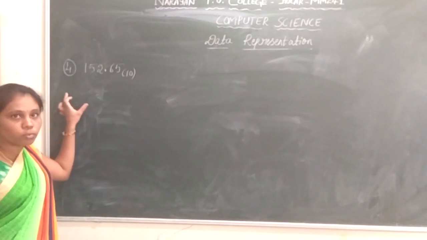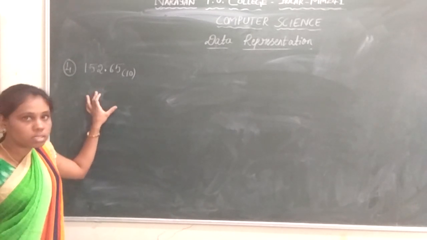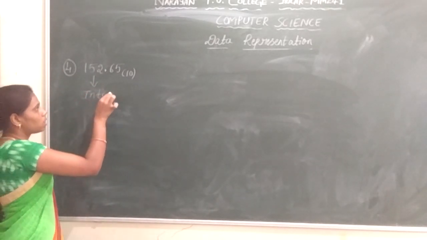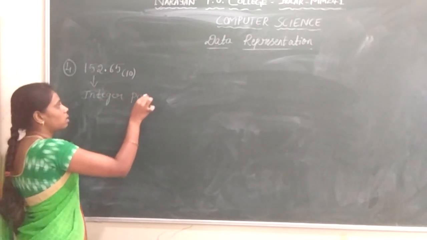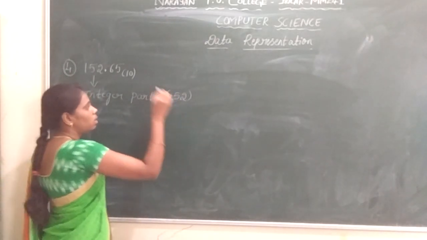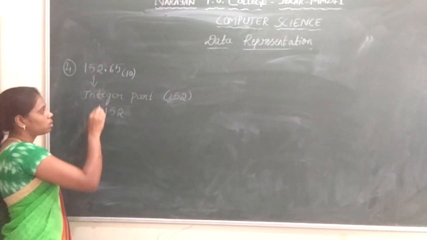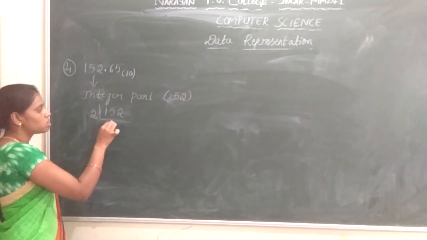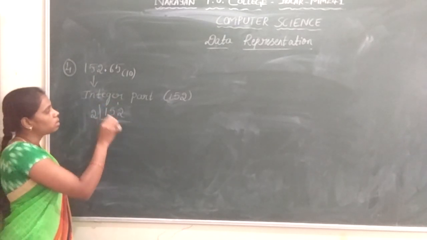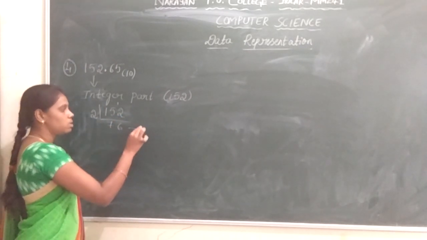So this is your fourth question. We are solving 152.65. So we will solve this problem. Consider the integer part. The integer part is 152. We will divide this 152 by 2. So 2 7s are 14. We will get 1 as carry and now it will become 12. 2 6s are 12. The remainder is 0.